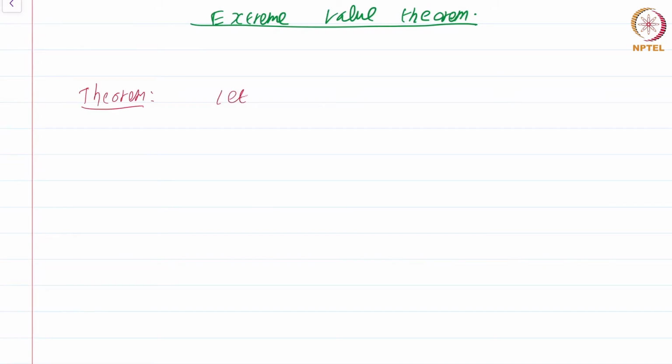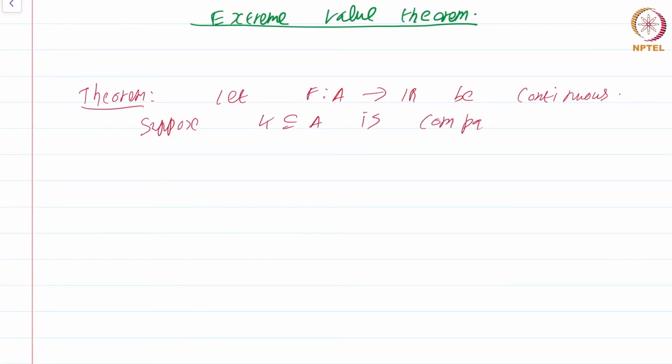Let f from A to R be continuous. Suppose K subset of A is compact. Then f of K is compact. The proof is rather easy.